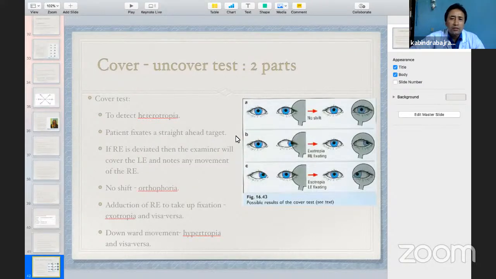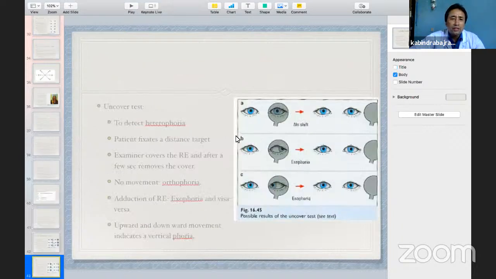For the cover test, one eye is occluded. Usually the undeviated fixating eye is occluded, and the movement of the deviated eye is seen if it comes from out to in, the patient is having exotropia. Similarly, we interpret the uncover test. The patient fixates at a distance target, and the examiner covers the right eye, and after a few seconds removes the cover and sees the movement. If there is no movement, the patient is orthophoric. If there is adduction of the right eye, then exophoria, and the same is true for up and down.